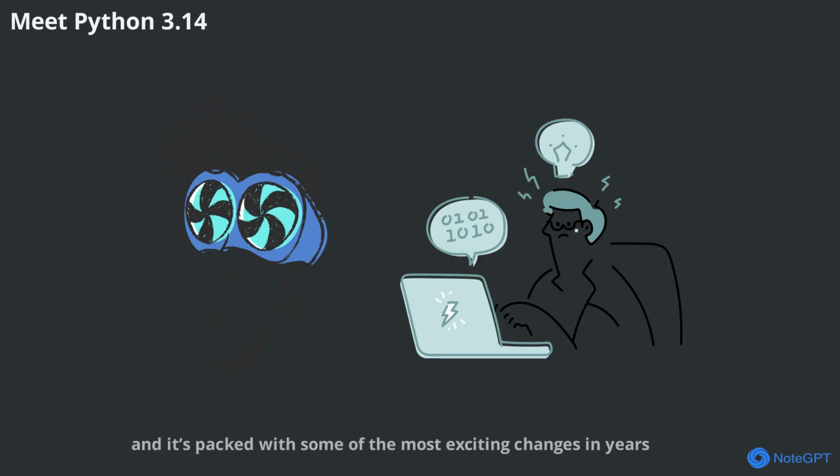Python 3.14 is here, and it's packed with some of the most exciting changes in years. This new version isn't just about small tweaks. It brings major upgrades that make your code run faster, smoother, and with less hassle. Whether you're a beginner or a pro, you'll notice improvements in speed, debugging, and how Python handles many tasks at once. Let's take a simple, step-by-step look at what's new, why it matters, and how it can make your coding life easier. Ready to see how Python just got smarter and friendlier?